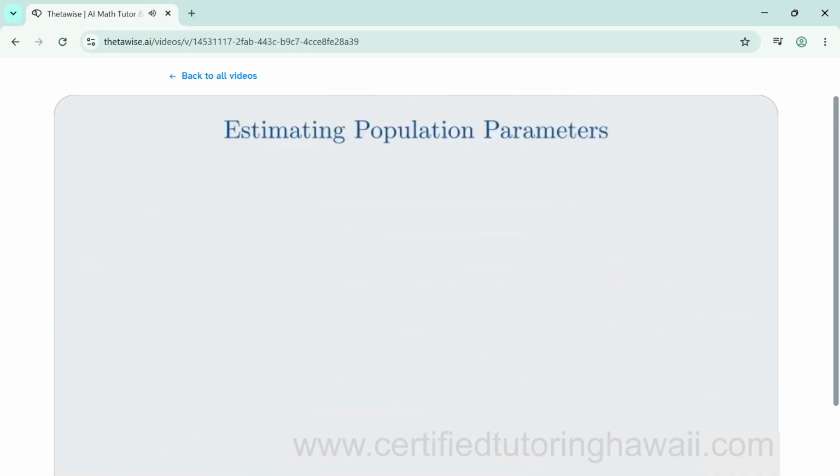Before we get into the math, we need to know what we are actually estimating. In statistics, we use sample data to make a guess about the whole group. When we compare two groups, our parameter of interest is mu1 minus mu2. This represents the true difference in the population means. Mu1 is the mean of population 1, and mu2 is the mean of population 2.